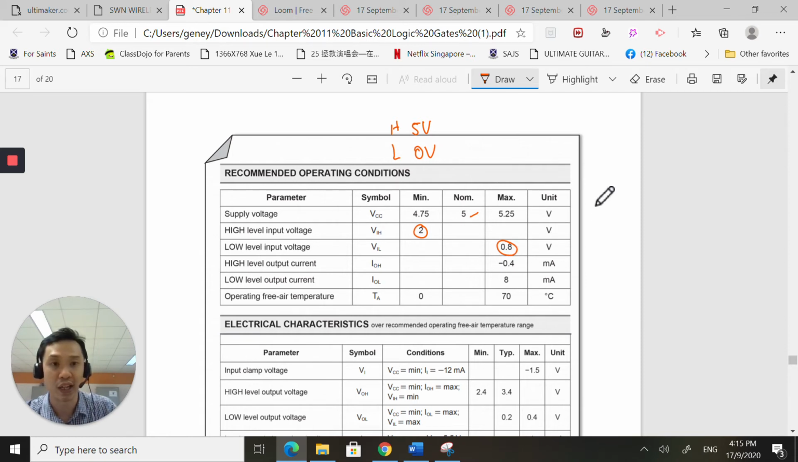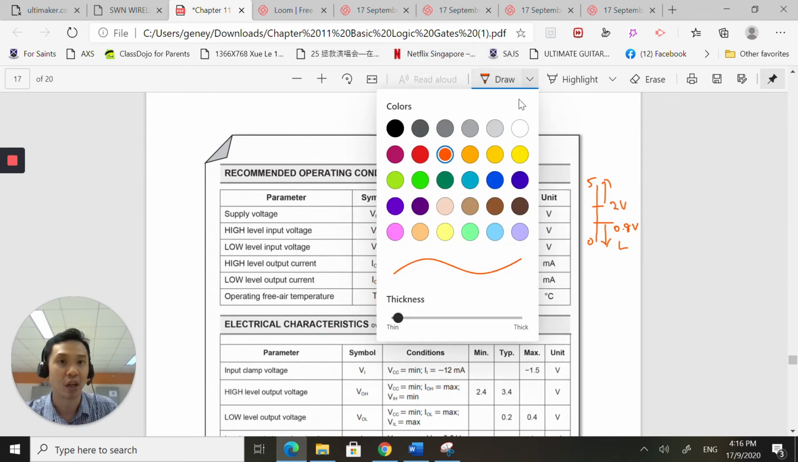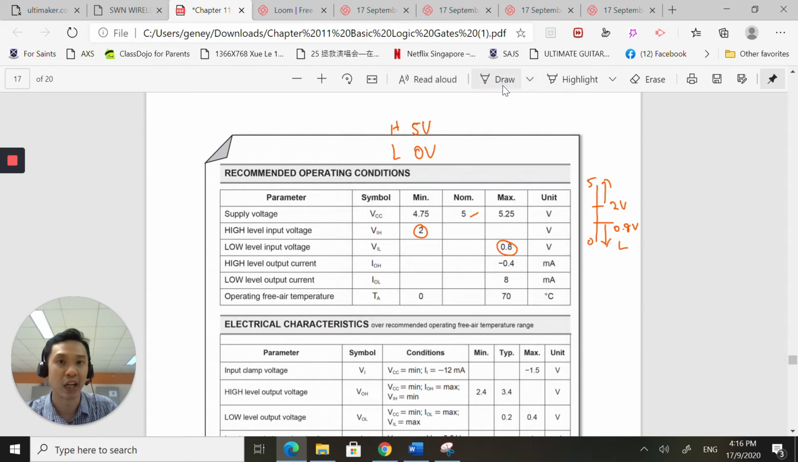Okay, so if I draw a number line from 5 volts to 0 volts, anything below 0.8 volts, they'll consider it a low, and anything above 2 volts, they'll consider it a high. And some of you will be wondering, okay, that's all nice, but what if my input lands in between? That's where I can't answer you, because it's going to be uncertain. The output is going to be uncertain, and that's not what we want. So the moral of the story is, make sure your inputs are a definite high or a definite low. Then you'll know that your IC chip will give you the correct output.